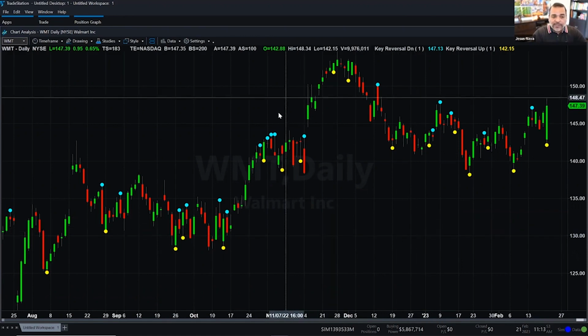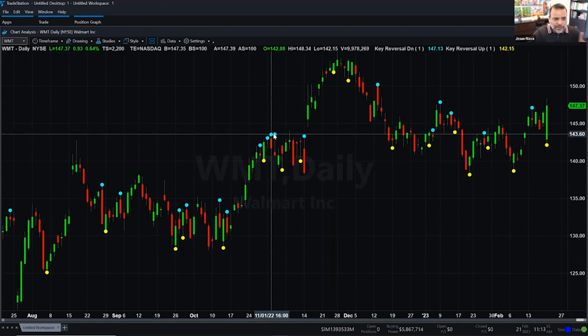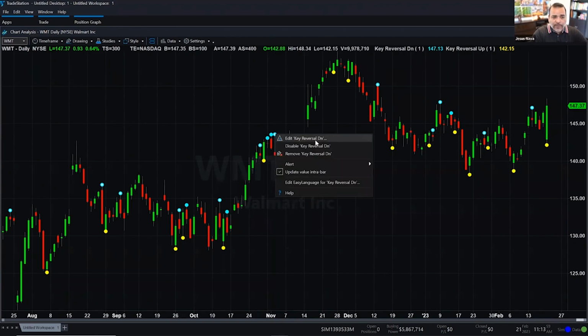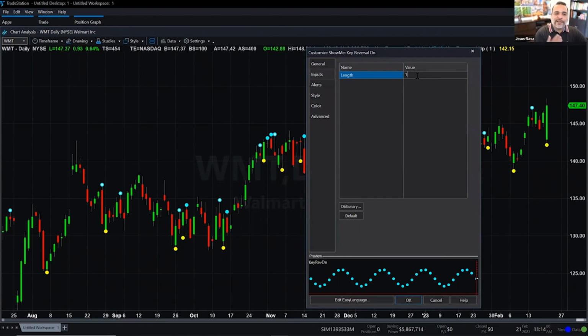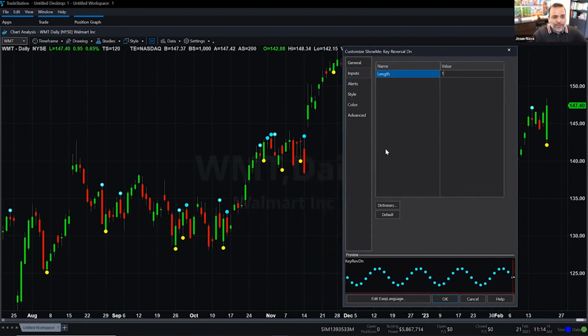But if I go to the settings on any of these studies, let me show this to you before we even go to the strategy. Let me right click, and I'm going to go to key reversal down. If I go to the inputs, I can change the length here to look at more historical bars. Let's see what effect this has on the indicator if I change the number here. I'm going to change it to 3.